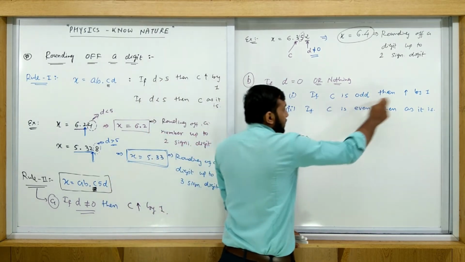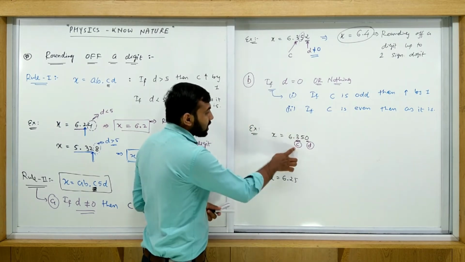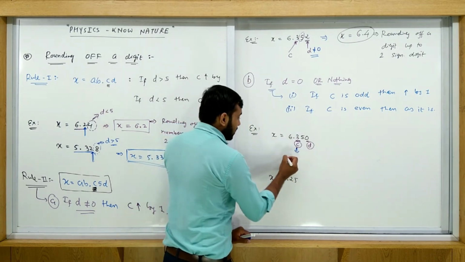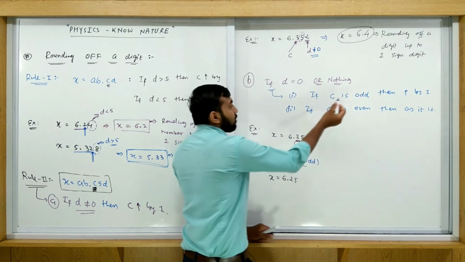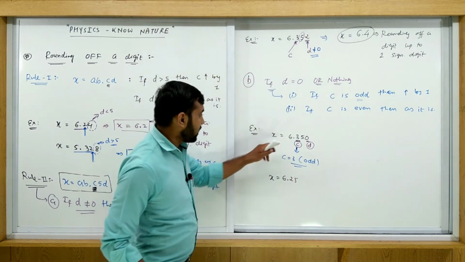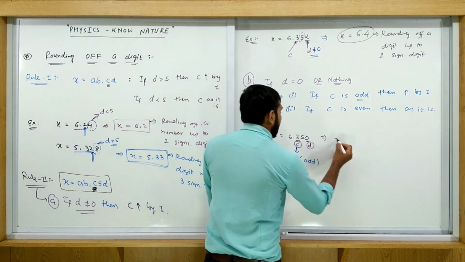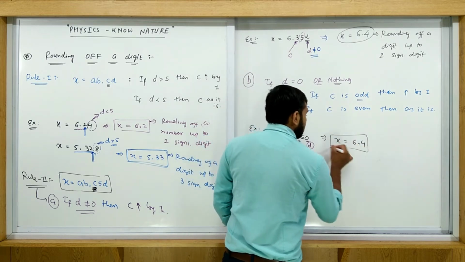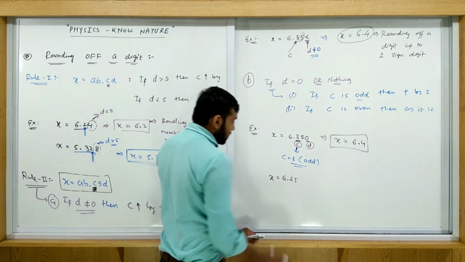So what is the rule for this? If C is odd, then increase by 1. If C is even, then as it is. Here C is what, odd or even? Here we write down C is odd, 3. C is equal to 3. It means odd. If odd, then increased by 1. You just add 1 here. So 3 becomes 4. So what is the answer? X is equal to 6.4. Here you consider the same rule.